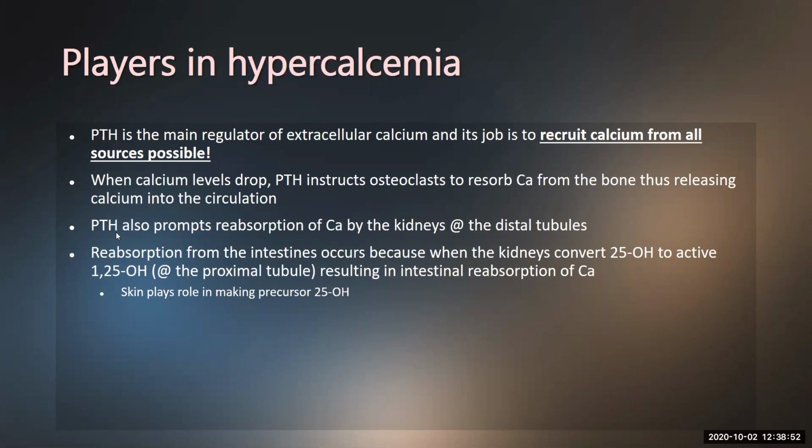When PTH is instructed to do this, it also prompts reabsorption in other areas, because you can't just take it from the bones. So you need it from the kidneys, pretty much at the distal tubules. And then reabsorption also happens in the intestines. Because what's going to happen is the kidneys are going to take 25-OH, which is made from the skin, and convert it to 1,25-OH at the proximal tubule, and that's going to allow reabsorption at the intestines to actually occur. So there's clearly a direct correlation between the skin, the kidney system, and then the intestines. So it is important to know that.